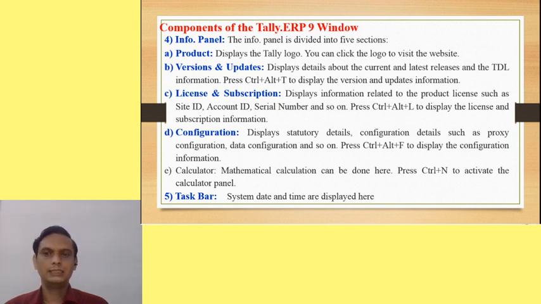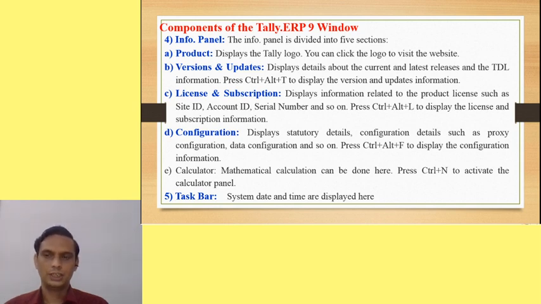Next one, license and subscription. If our software is licensed, then all the details about the product license, such as site ID, account ID, serial number and other information, will be displayed in this portion. To display license and subscription information, we can press the Ctrl plus Alt plus L shortcut key.